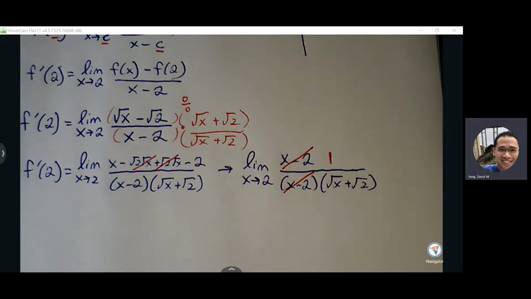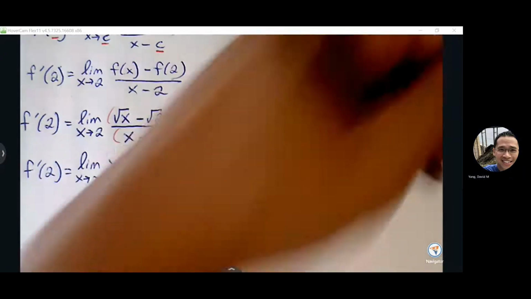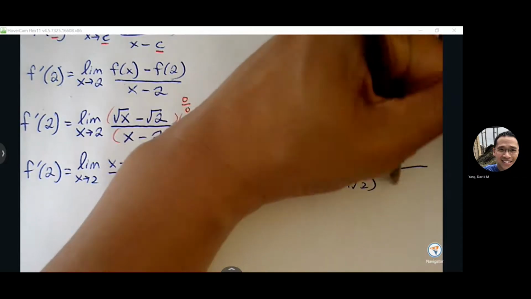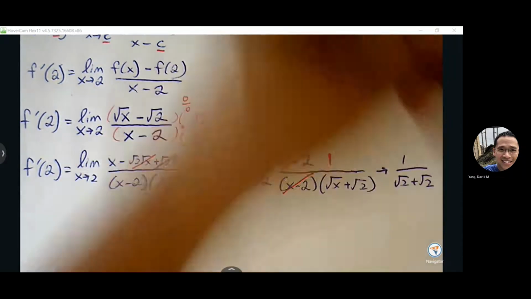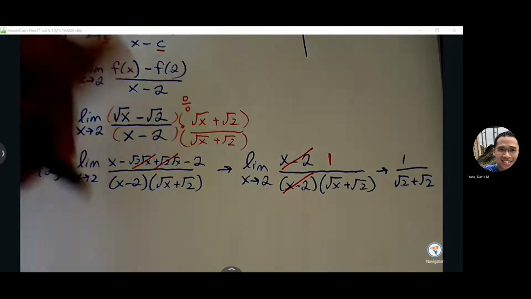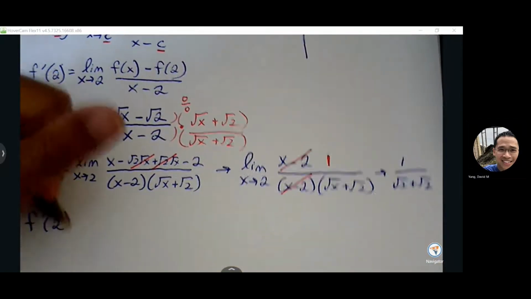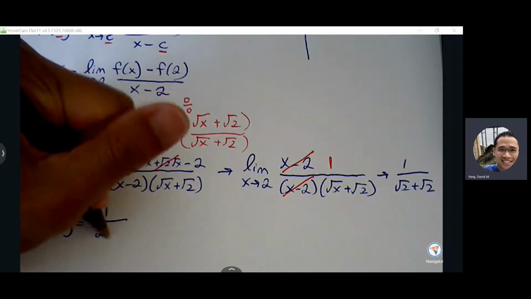Okay, now what's the last step here? Good. Plug in the 2 limits for x. Now it's a little bit different from the limit definition, right? The general definition, we're changing out the h's, but here we're changing out the x. Okay. And what do we get? 1 over 2 root 2.